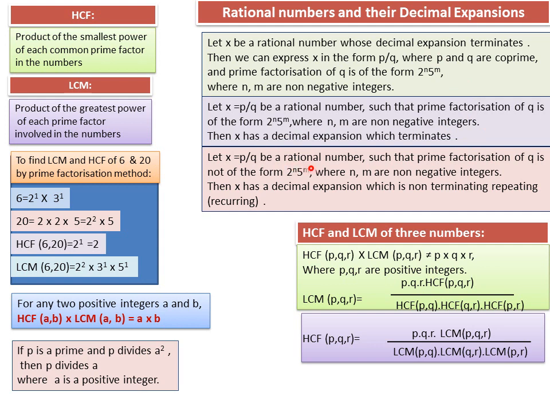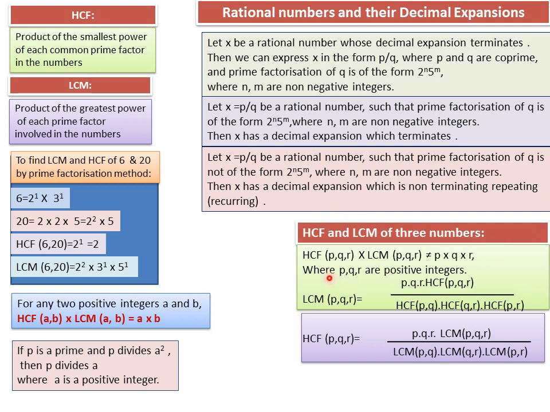Let x equal to p by q be a rational number such that the prime factorization of q is not in the form of 2 to power n into 5 to power m. So in that case, the decimal expansion is non-terminating and it is recurring. So it is non-terminating but recurring. So if q is not in the form, if this denominator cannot be expressed in the form 2 to power n into 5 to power m, then the decimal expansion is non-terminating but of recurring type.